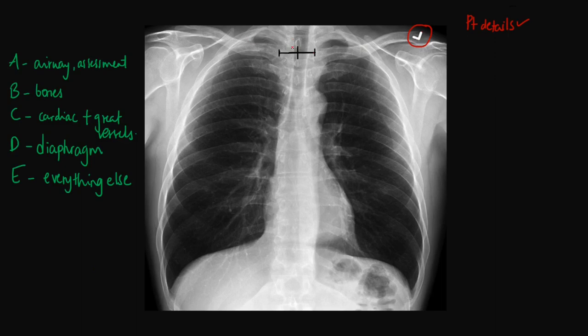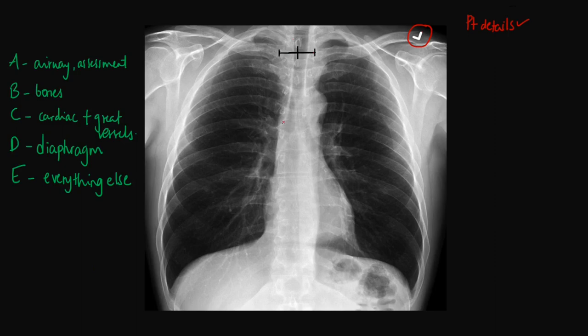Then we'll move on to looking at the rotation. So if the distance between the spinous processes over here in the vertical line and the medial borders of the clavicles on both sides is equidistant, then we know that there is no rotation of this X-ray. So in this case there is no rotation.